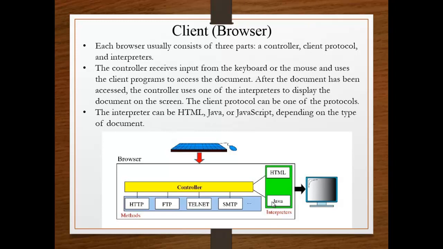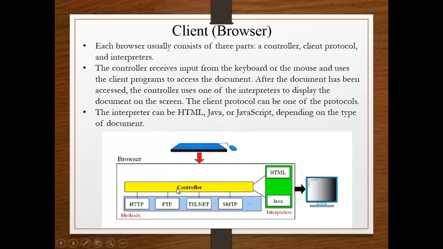So you are sitting in front of a system, you are using a browser. The browser software is acting as a client. So this is the simple picture indicating the browser. The browser consists of three main parts. What are the three main parts? A controller, a client protocol, and interpreters.